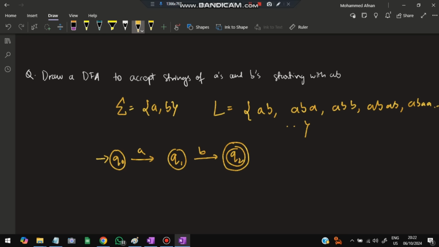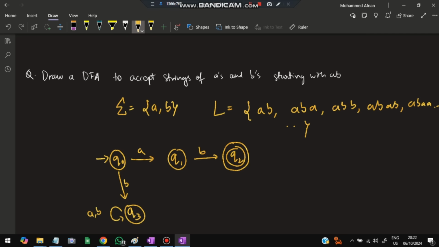Now start from here. Q0, have you defined A and B? No, we have not defined B. If B is the case, the string is supposed to start with AB, so I should have only A here. If B comes, it should reach the dead state, because that is not a valid one. If it's trying to start with B, I should take it to the dead state, because that will not lead to the right string if I accept B in the starting state. So I'll write Q3 here, and it goes to the dead state. And in the dead state, A and B have to loop like this.